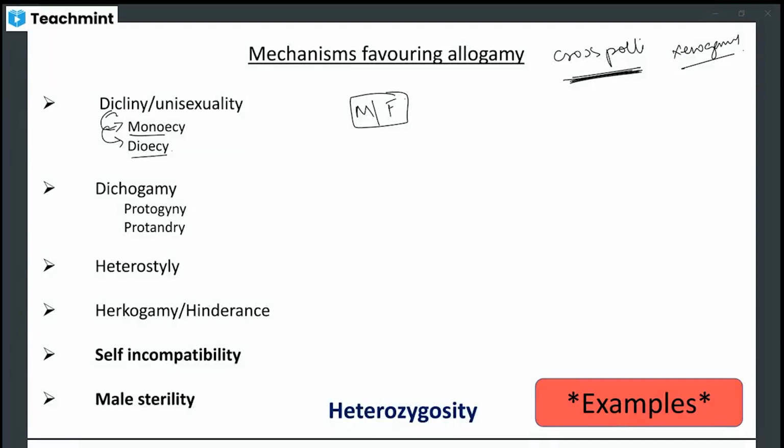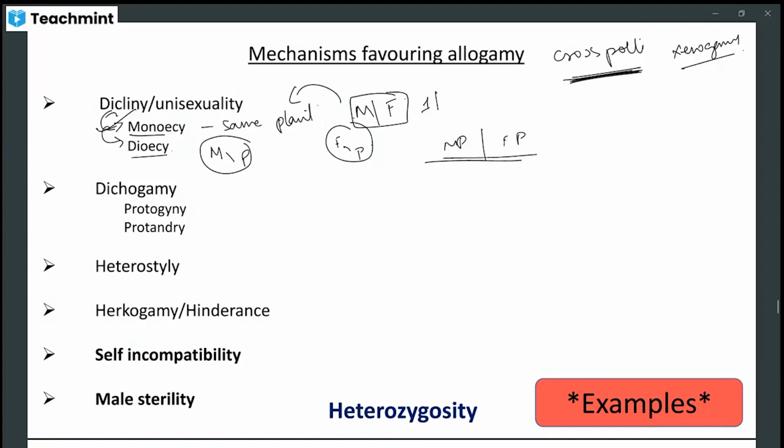When both male and female flowers are present on the same plant, we call it the monoecious condition. And if the male flower is located on one plant and the female flower on another plant, that is, the male plant and female plant are separate, this condition is known as the dioecious condition. So what are the examples for monoecious and for dioecious conditions?